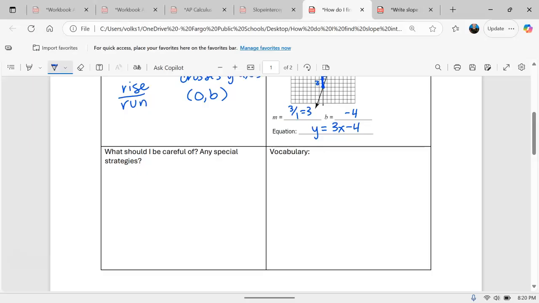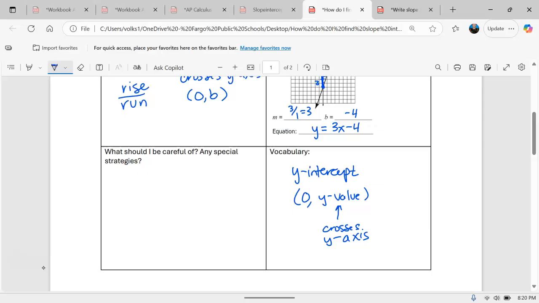Some vocabulary that we learned this lesson. A word that you maybe haven't heard in a while is y-intercept. So the y-intercept has an x-coordinate of 0. The y-coordinate is the y value where the graph crosses or intersects the y-axis.